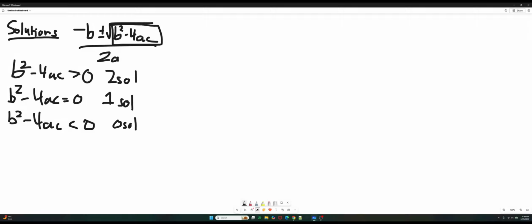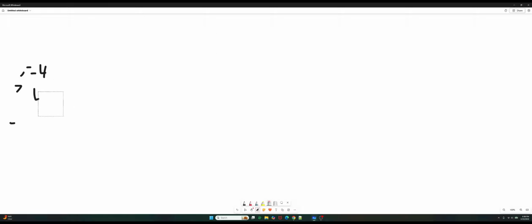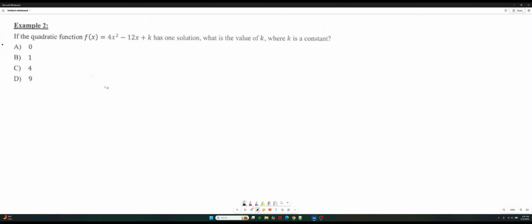We could use this to solve a lot of questions that involve solutions for quadratic equations. So let's do some examples. Here I have a question up here. The quadratic function f of x equals 4x squared minus 12x plus k has one solution. What is the value of k, where k is a constant?